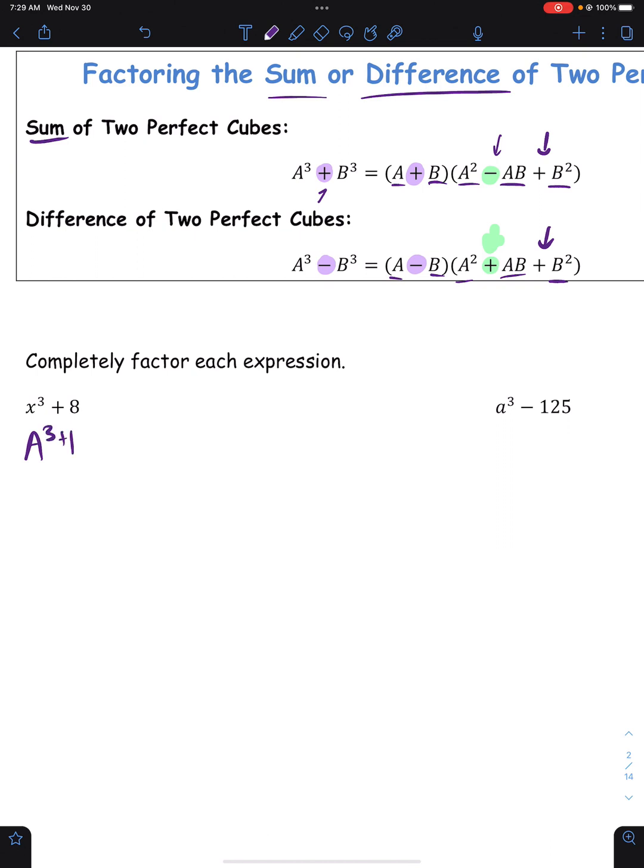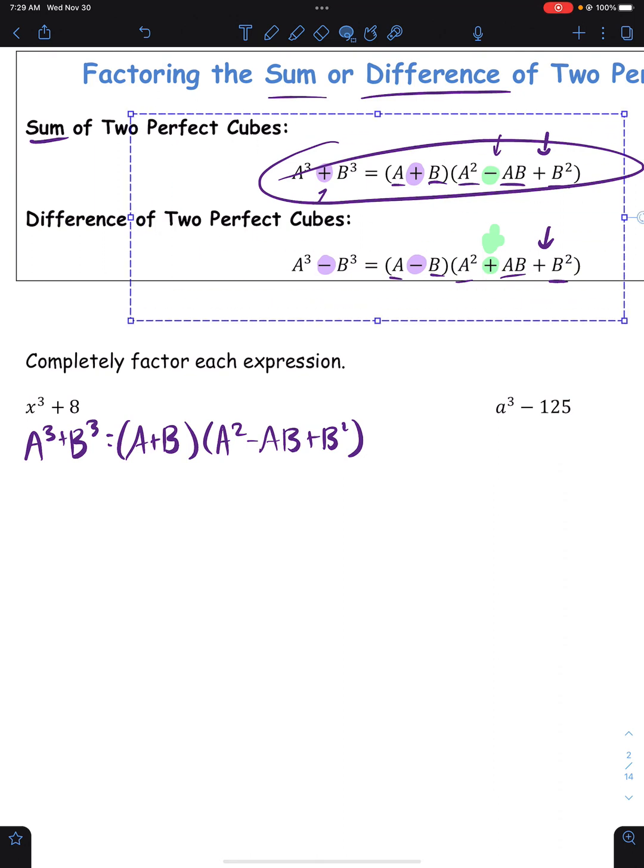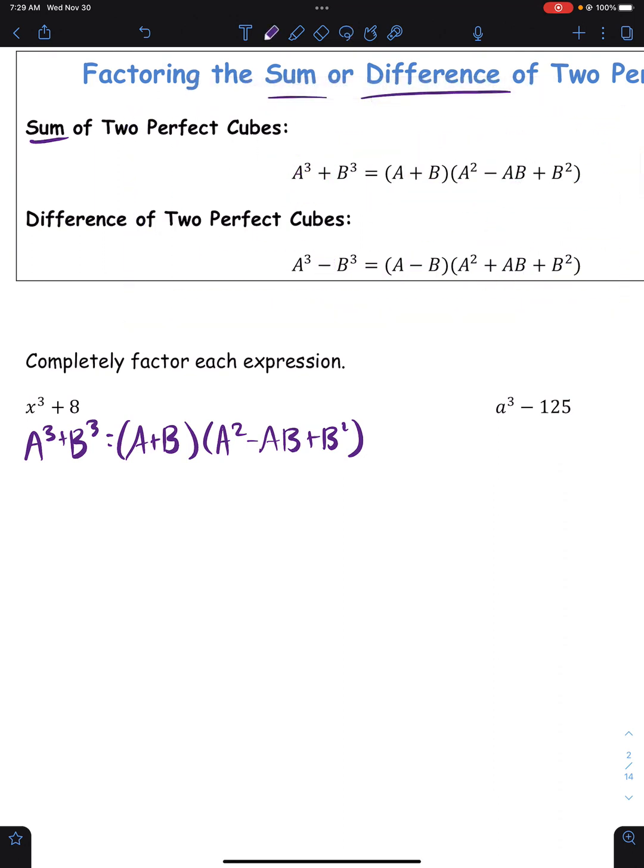A to the third plus B to the third equals A plus B, we're using this one right here, times A squared minus A times B plus B squared. Now, what I like to do is say what my A and my B are going to be, because then I can just turn off the brain and plug in. If A to the third is x to the third, if I cube root x to the third, I get x. So A would be x. And I do the same thing to 8, cube root of 8, and I get B, which is 2.